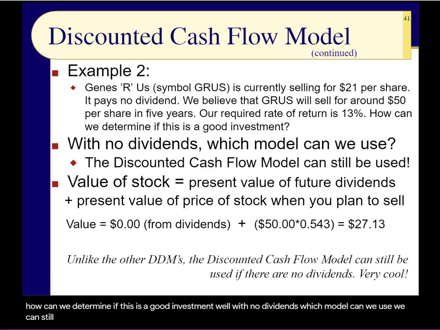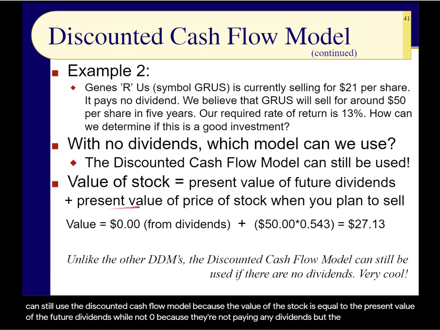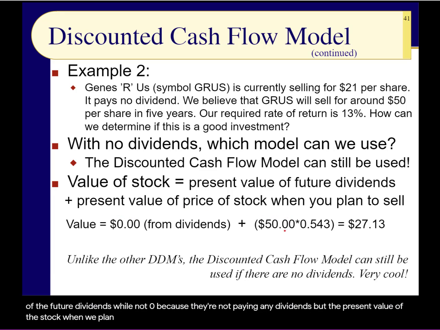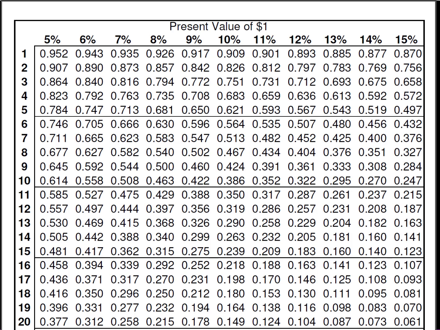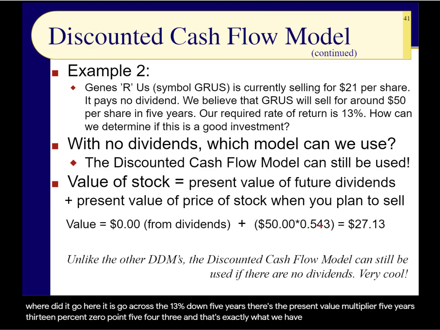We can still use the discounted cash flow model, because the value of the stock is equal to the present value of the future dividends. Well, that's 0 because they're not paying any dividends, but there's the present value of the stock when we plan to sell it. So we can go to the present value table, 5 years, 13%. Let's go get the present value table. Where did it go? Here it is. Go across the 13%, down 5 years. There's the present value multiplier, 0.543. And that's exactly what we have here.